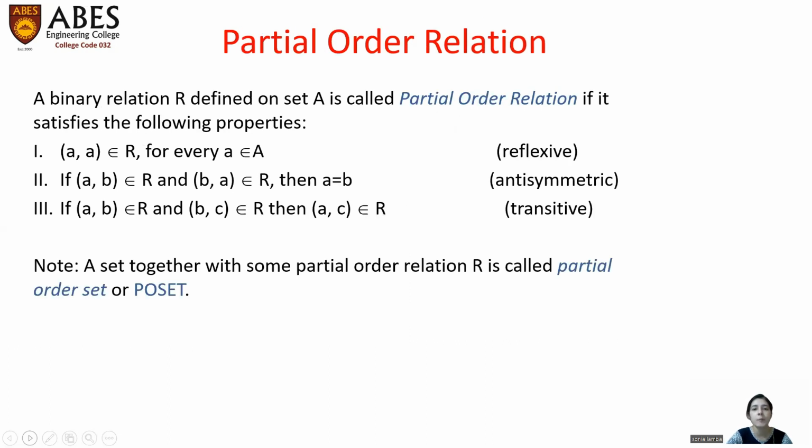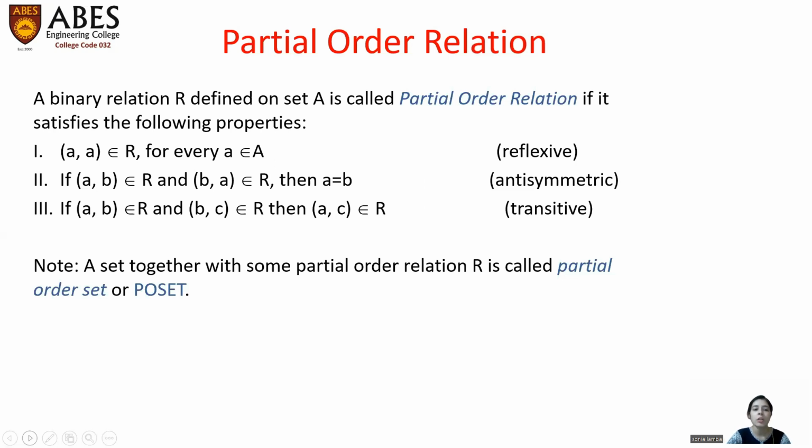Next type of relation is the partial order relation. A relation R which is defined on some set A is called a partial order relation if and only if it satisfies the three properties known as reflexive, antisymmetric, and transitive. So if a relation is reflexive, antisymmetric, and transitive, then in that case, we will say that the relation is a partial order relation. Otherwise, the relation is not a partial order relation.